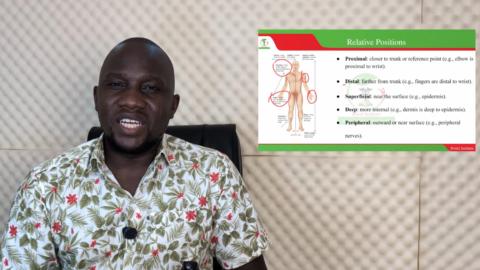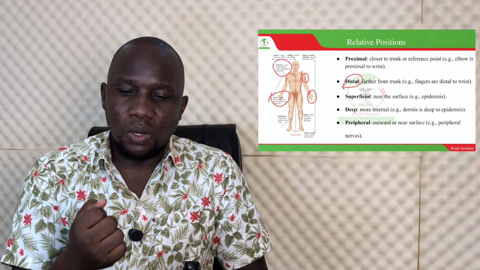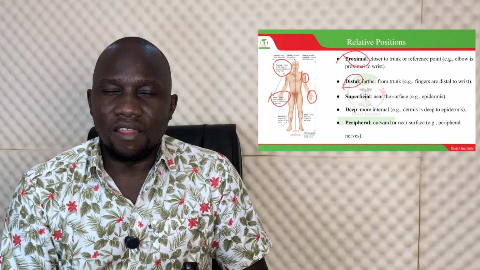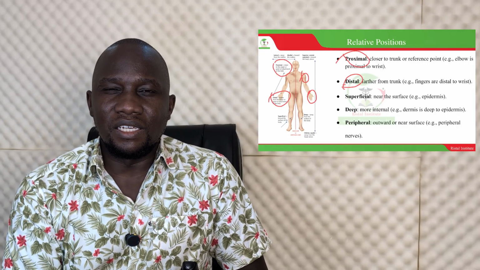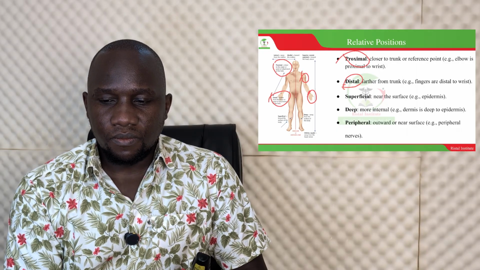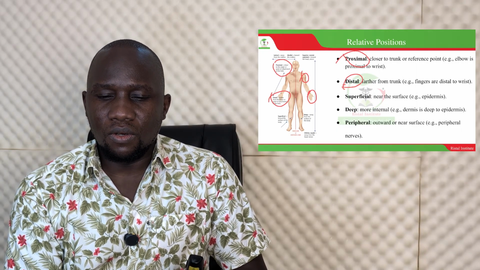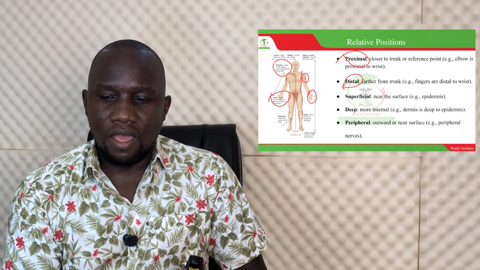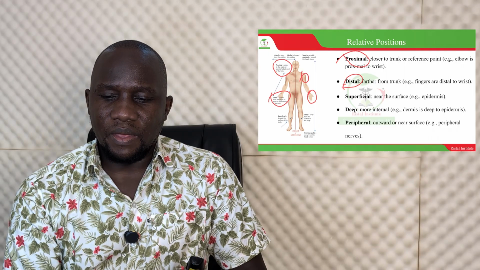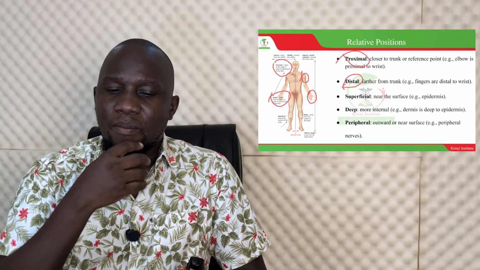So the part which is far away is distal. The part which is closer is proximal. And I think that is where the English word proximity comes from. So we are saying that the elbow is proximal to the wrist. So the elbow is closer to the what? To the wrist. And then distal is when it is more away from the main trunk.